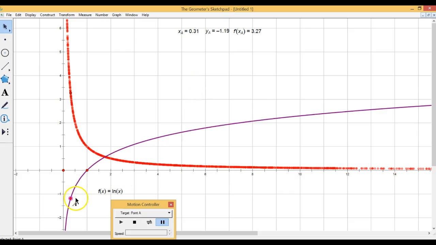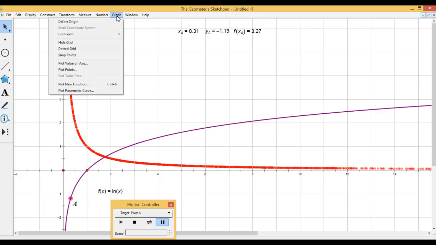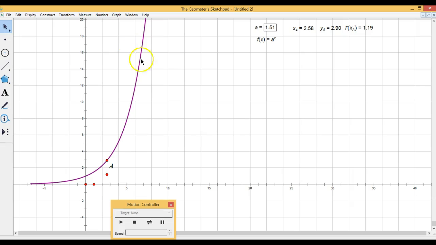So just for example, at this point x equals 0.31. We put 1 over 0.31 and we get 3.27. So we differentiate to get 1 over x, we put in x, and we get the gradient at that point. Make sense? So we'll make a note on that in a minute. Before we do, let's go and have a look at something else.